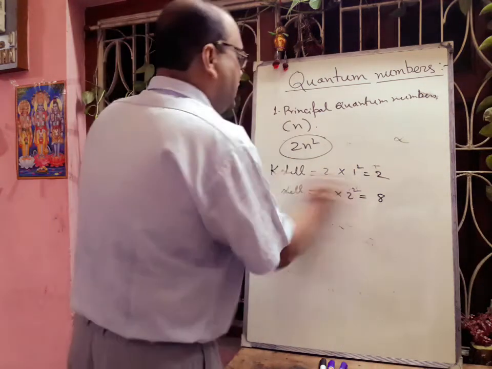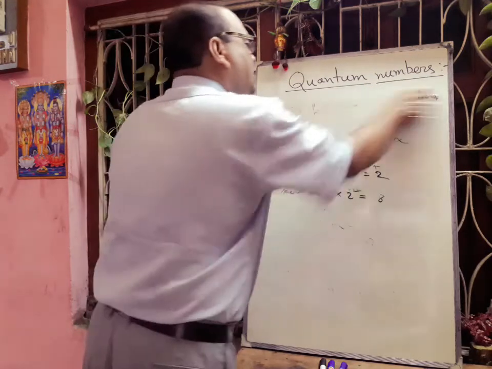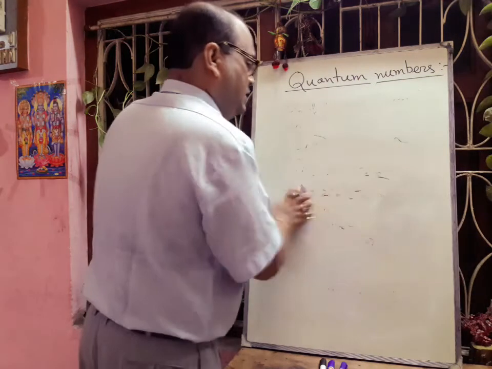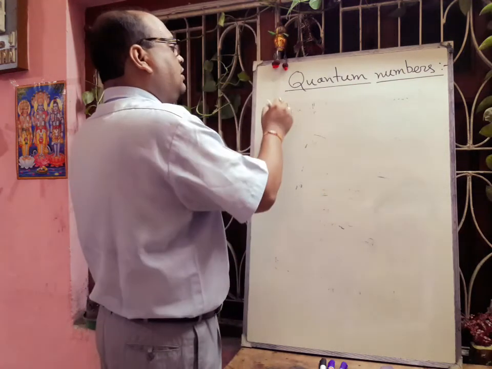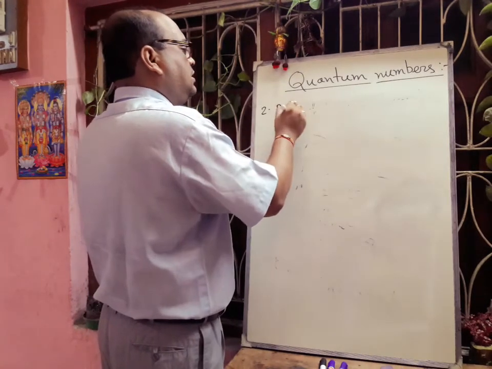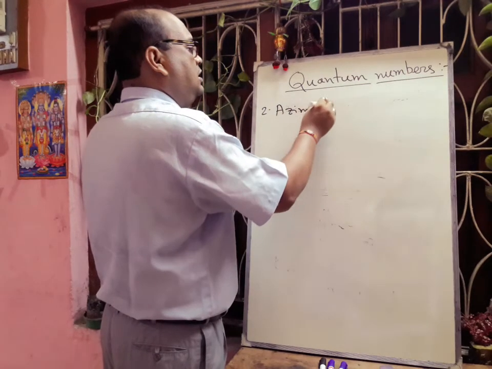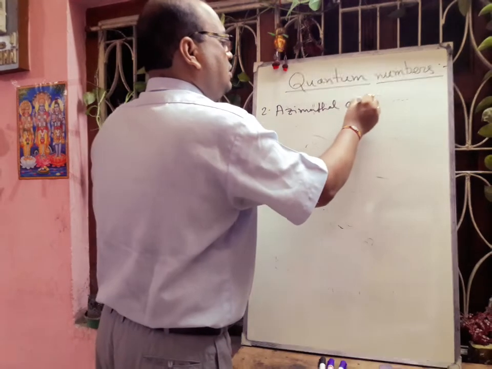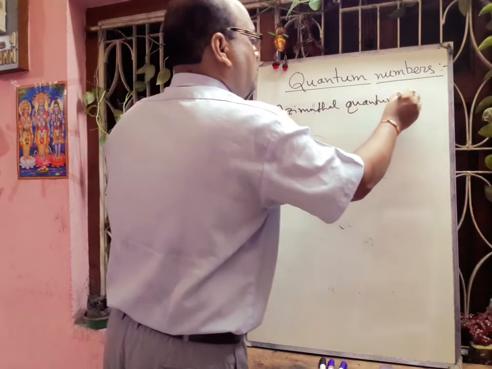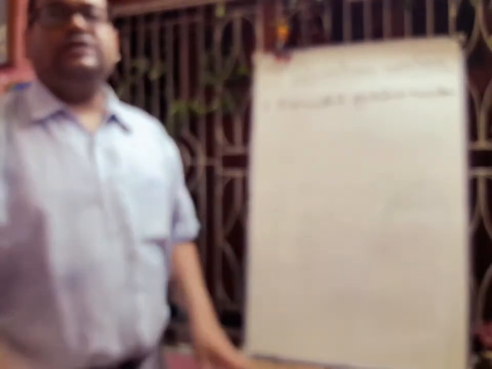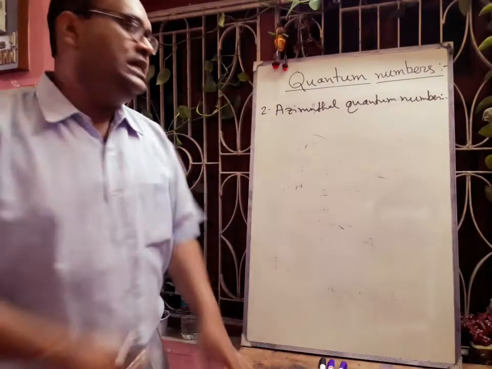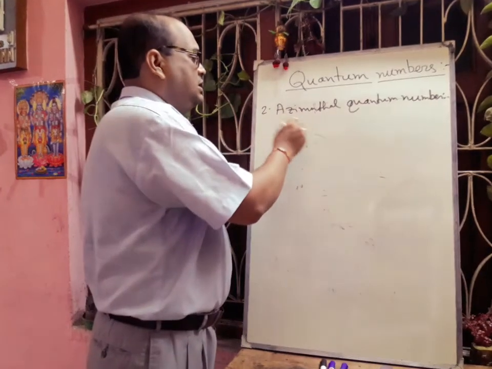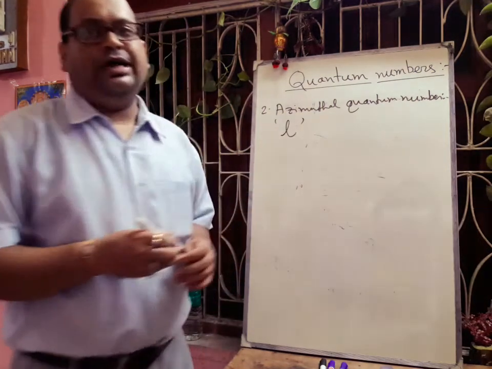Next we will discuss another quantum number, that is called the azimuthal quantum number, or it is also called the subsidiary or angular quantum number. It is generally represented by small l.